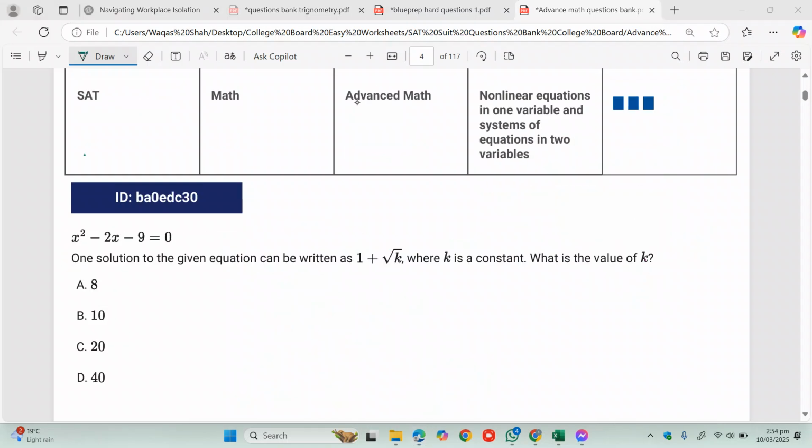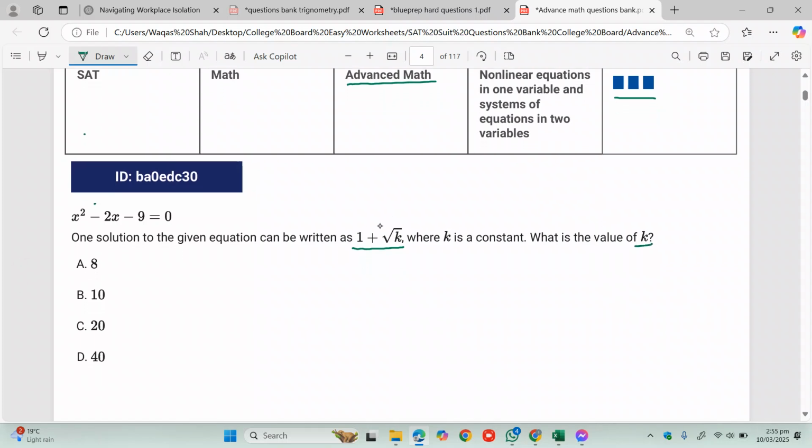Okay, so the fourth question of advanced math from College Board at highest difficulty level is an equation given, which is x squared minus 2x minus 9, and it's given that one solution to the given equation is this one. This is one of the solutions. Then what is the value of k?